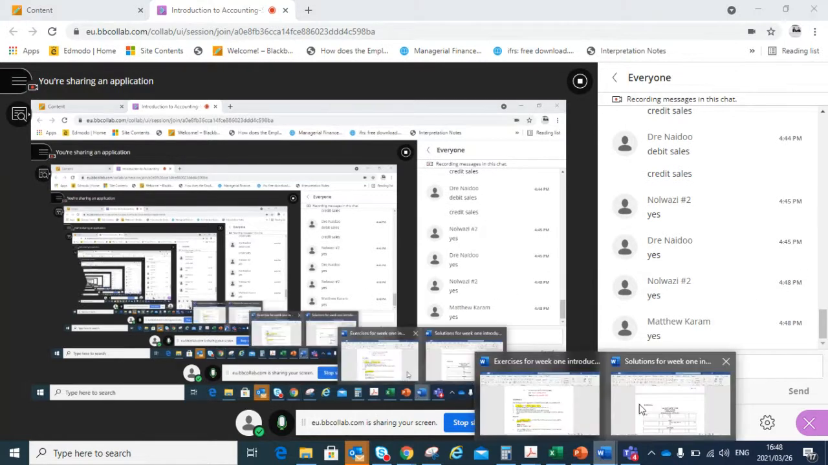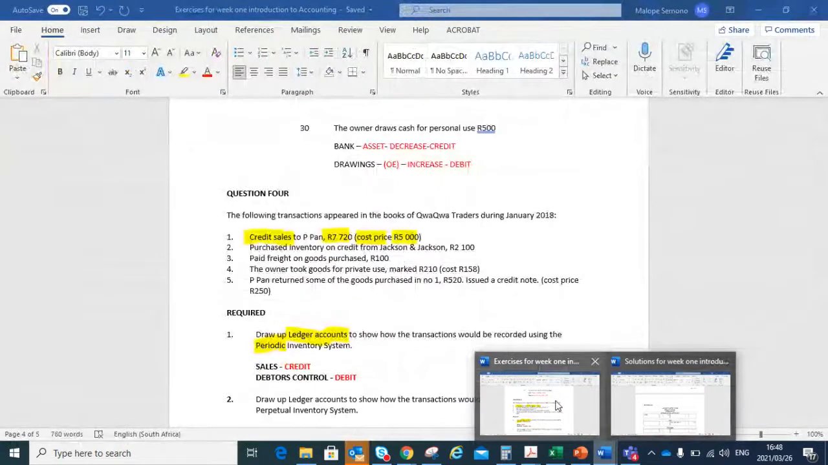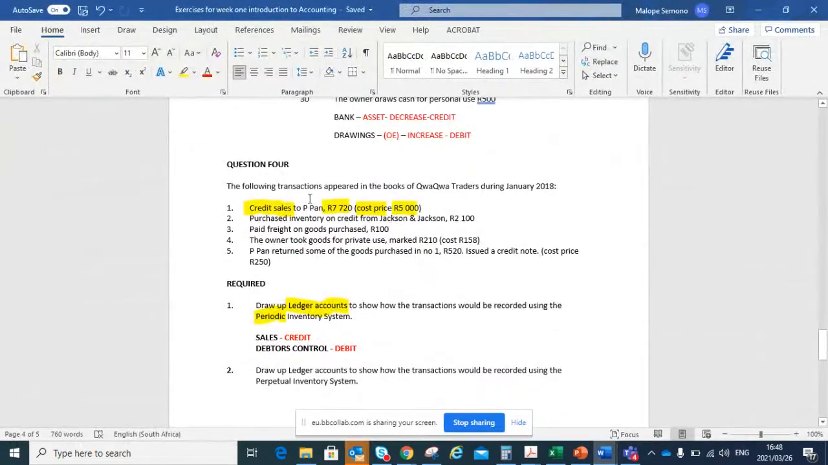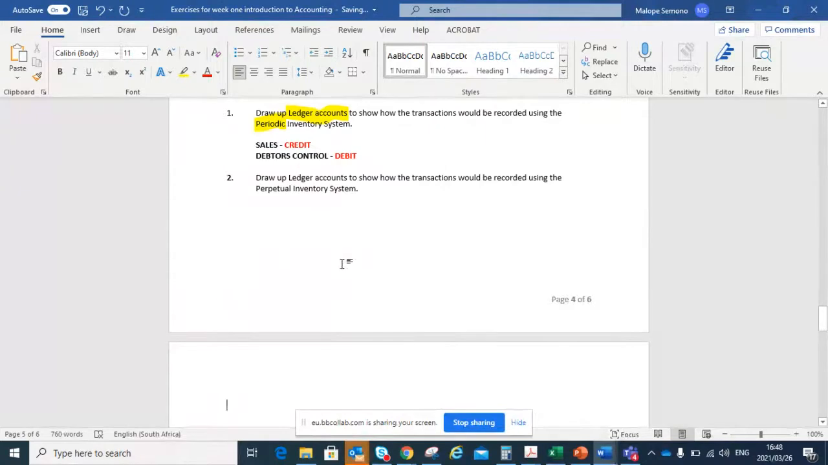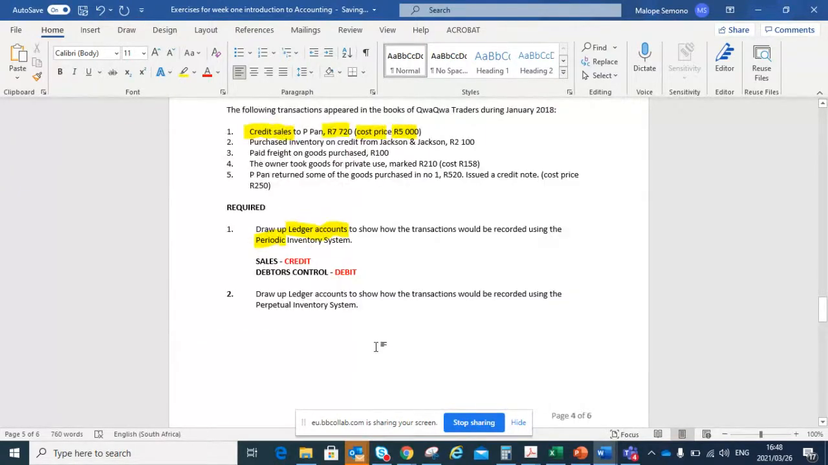But now, because I'm just showing you, we understand. I know here they want us to do everything. Remember, under periodic, we only show these two accounts. But I want us to focus on the same transactions, but now we are under perpetual. Can you see now? So who can tell me what will be the account if I was using perpetual? Write them down for me. I'm going to write them.